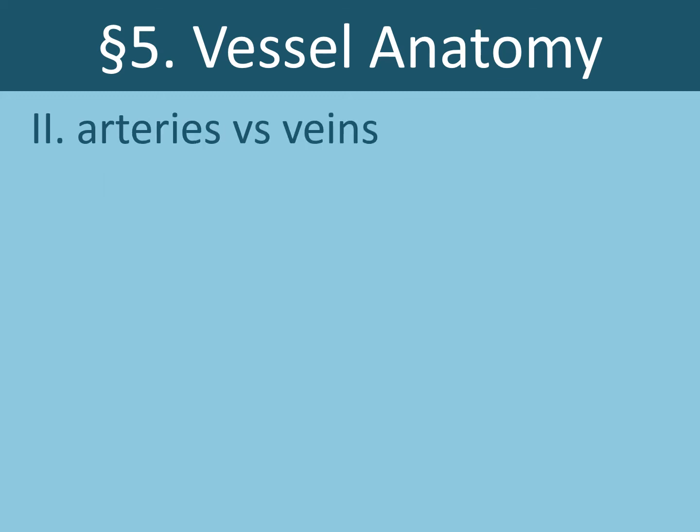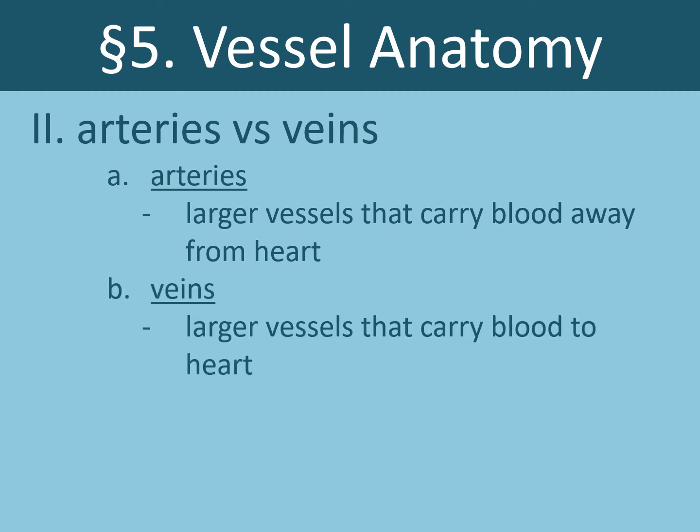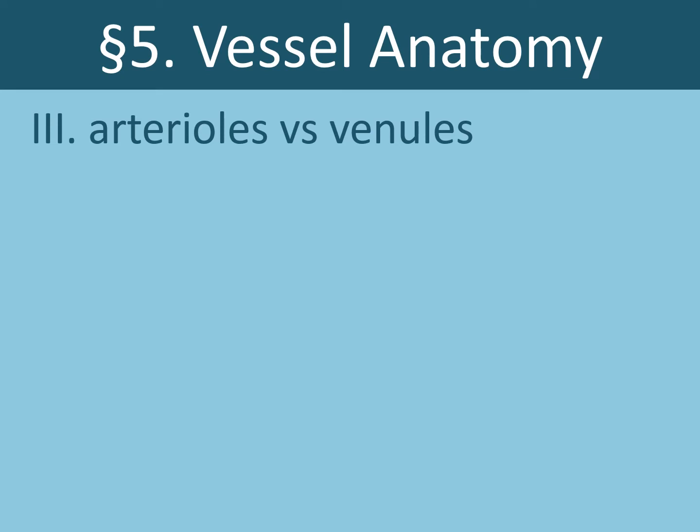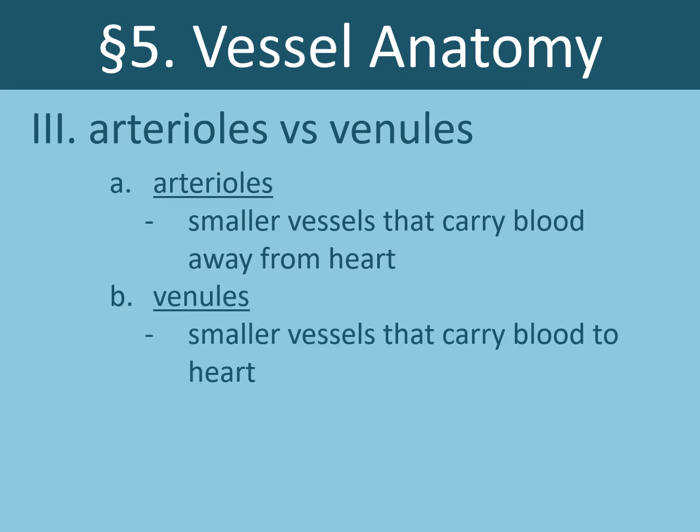Now let's discuss the difference between arteries and veins. Arteries are the larger vessels that carry blood away from the heart. They're under a lot more pressure. Veins are the larger vessels that carry blood to the heart, and these vessels are under a lot less pressure. Now let's discuss the difference between arterioles and venules. Arterioles are the smaller vessels that carry blood away from the heart. They are like small arteries. Venules are the smaller vessels that carry blood to the heart. They're like small veins.